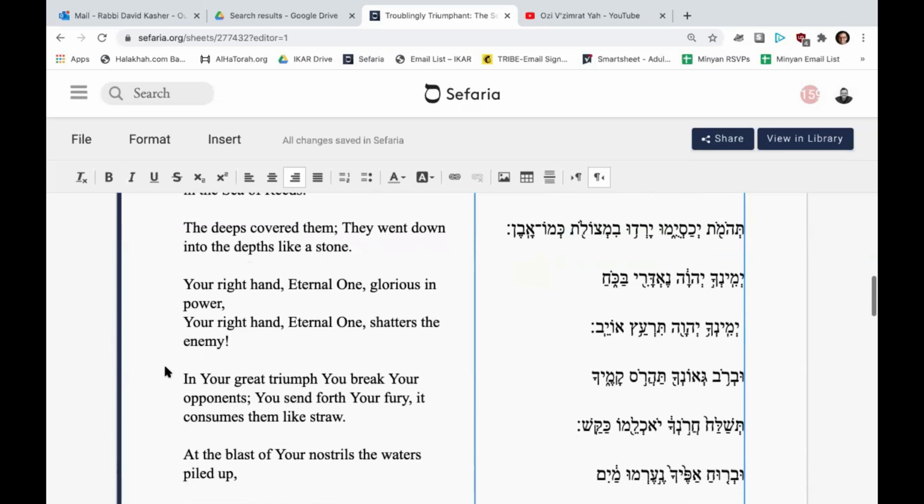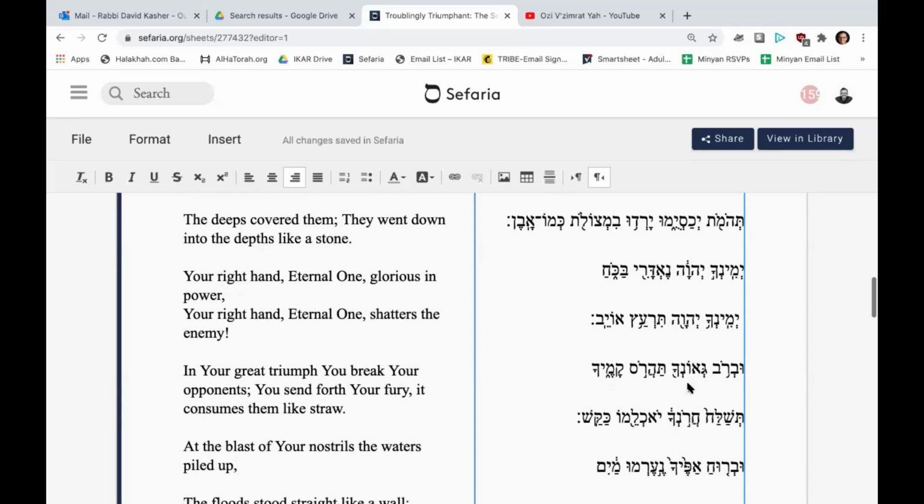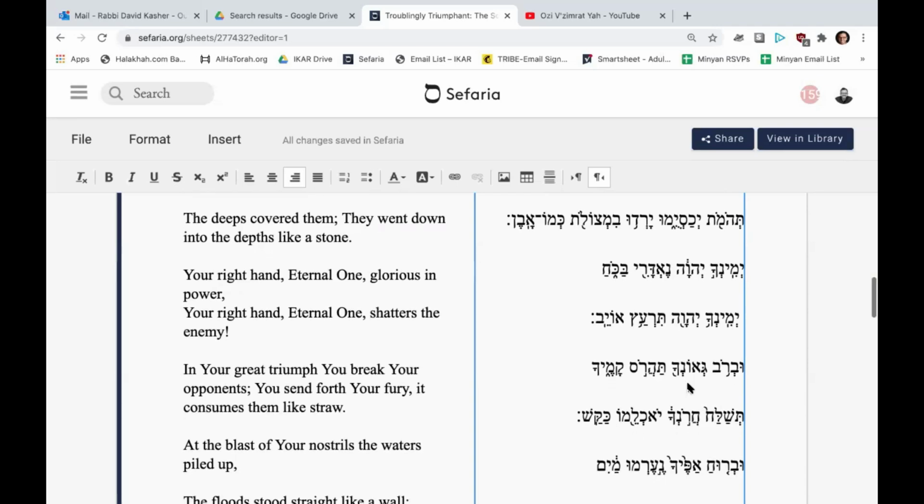Uverov gaoncha taros kamecha. In your great triumph, and there's that same word, the gaon, right? The geut, which can also mean the rising. That's new for me. In your great triumph, you break your opponents. You send forth your fury. It consumes them like straw.